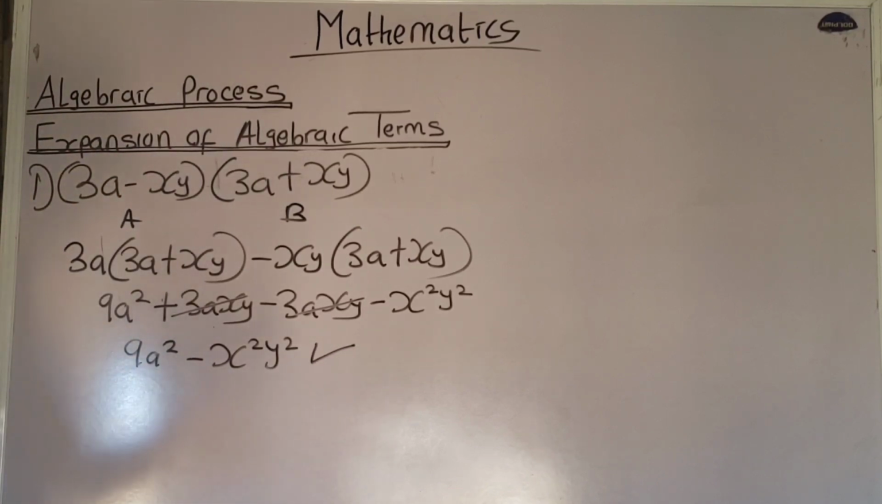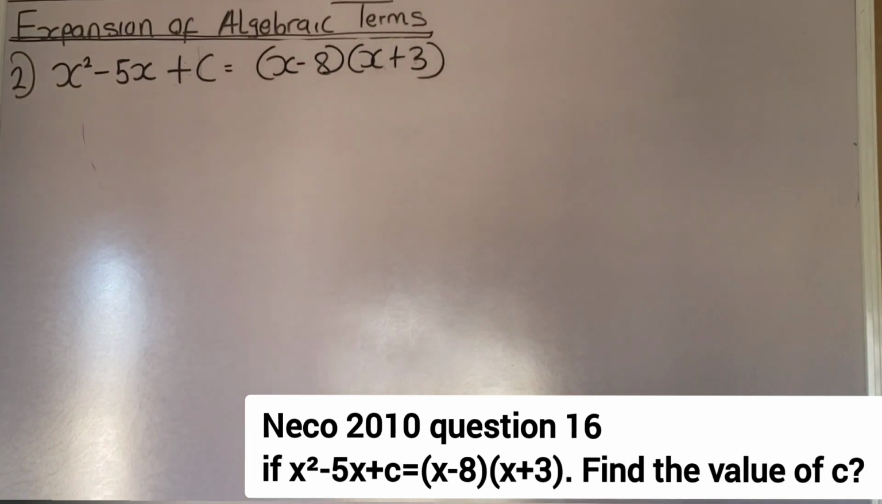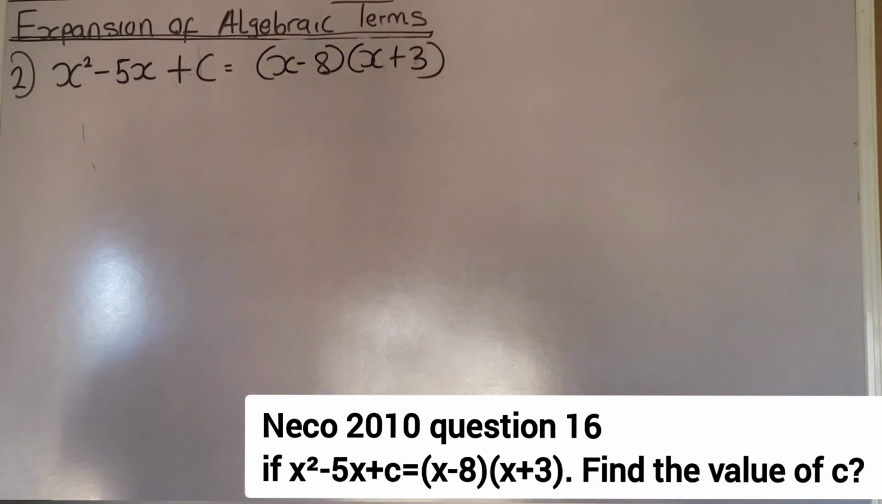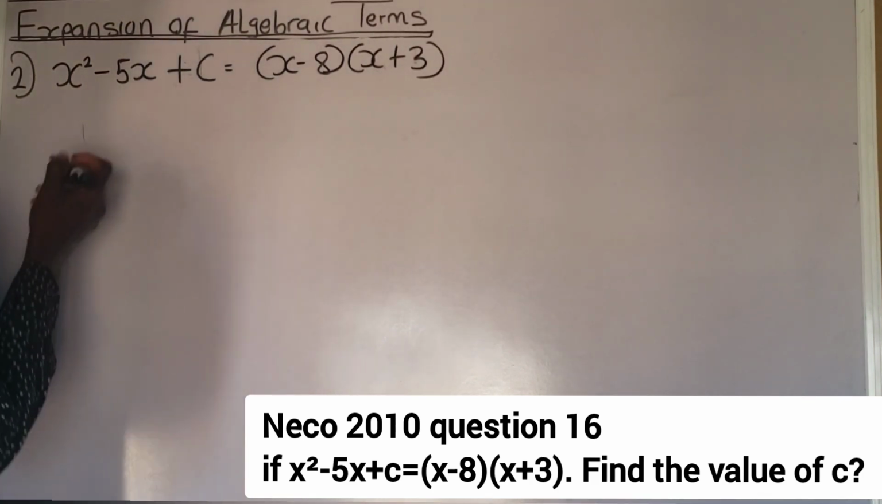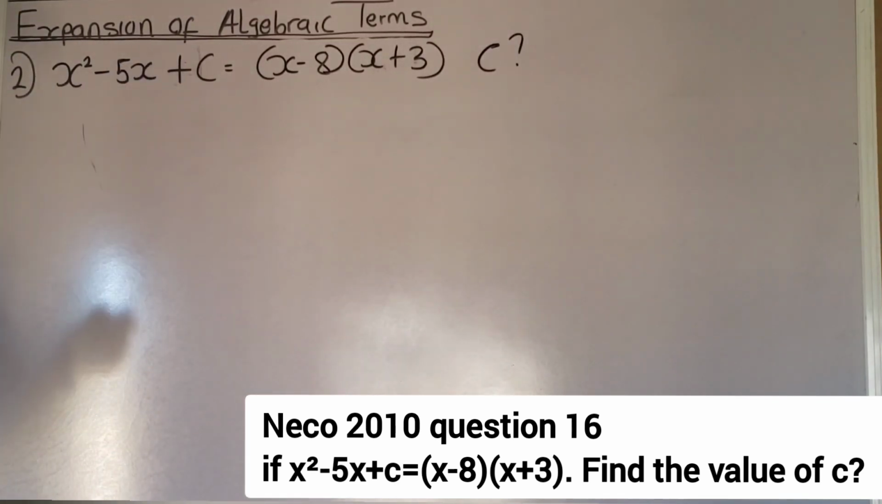Okay, that is the expansion of this question. Okay, let's proceed to question number 2. Find the value of c if x squared minus 5x plus c is equal to x minus 8 multiplied by x plus 3. Okay, now how do we find the value of c? We are asked to find the value of c.